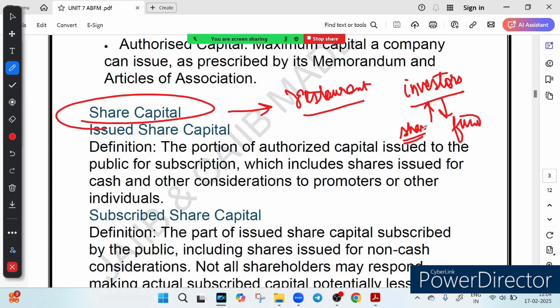What is happening? The investor you are inviting, right? So what will the investor do? They will put in the funds, they will give the funds, and what will they get in return? They will get a share of the business, right? So this is the money raised by selling shares.